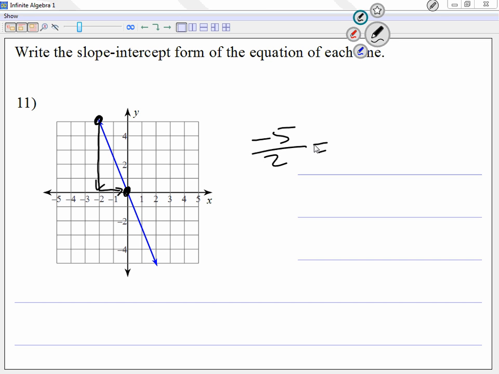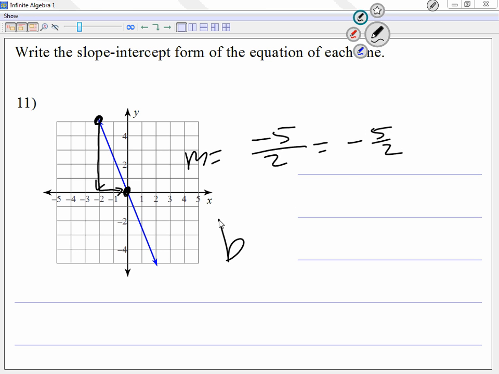So my slope, right, I'm going to represent it with the m, is negative 5 over 2. That's my slope. If you were to choose other 2 points, make sure they simplify, and then they will simplify to the same fraction. That's your slope.